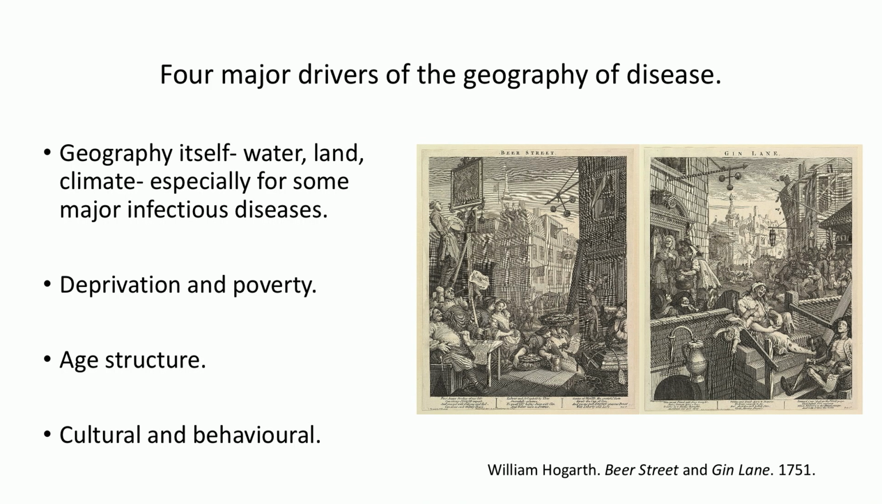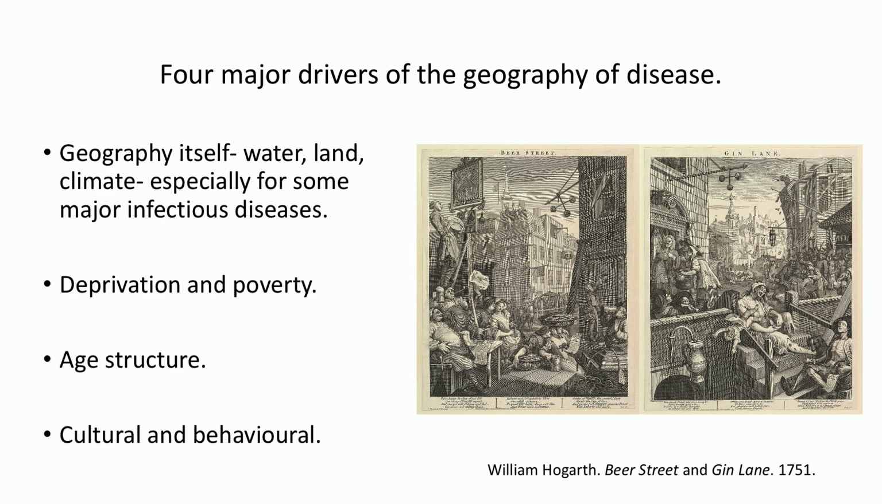Now, there are 4 major drivers of the geography of disease that I'm going to talk about. There are some others, but these are the most important ones, and I'm going to concentrate in particular on 3 of them. The first is the physical geography itself: water, land, and climate. And especially for major infectious diseases, these are extremely important. The second is deprivation and poverty, which tends to cluster in particular areas. And this graphic depiction here by Hogarth of an imaginary beer street where people are drinking softer liquors, and gin lane where people are drinking harder liquors, also points to issues that combine poverty and issues of cultural and social behaviours.